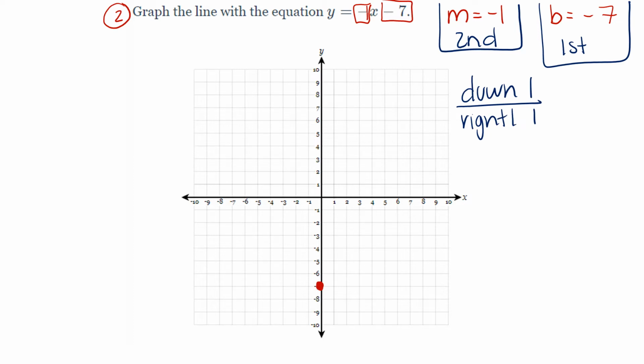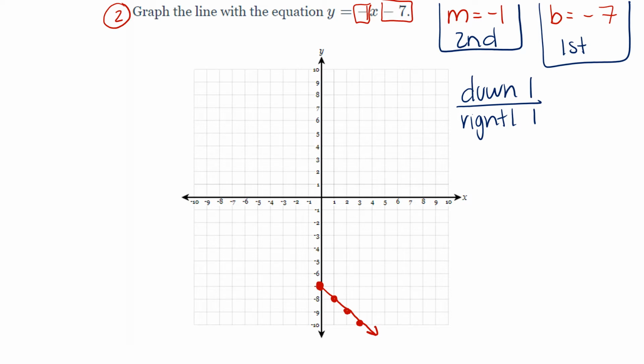Putting our pencil at negative 7 where we start, we're going to go down 1 and right 1 and put a point. And continue doing that, down 1 and right 1. Continue again, down 1 and right 1 till you reach the edge of the graph. And you can connect your dots. There is half of our line.